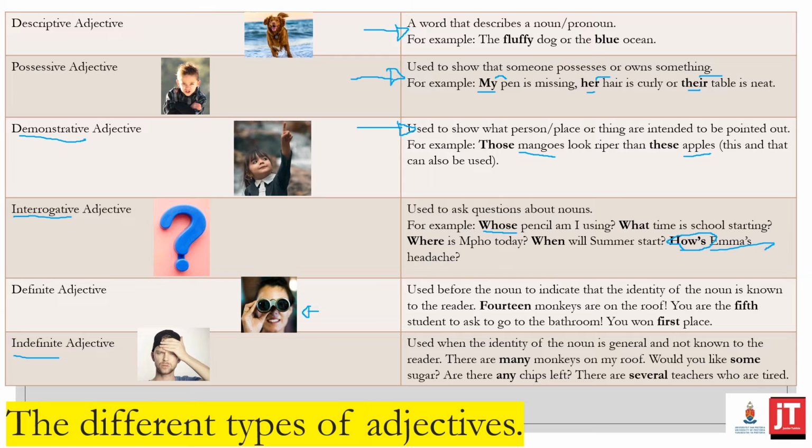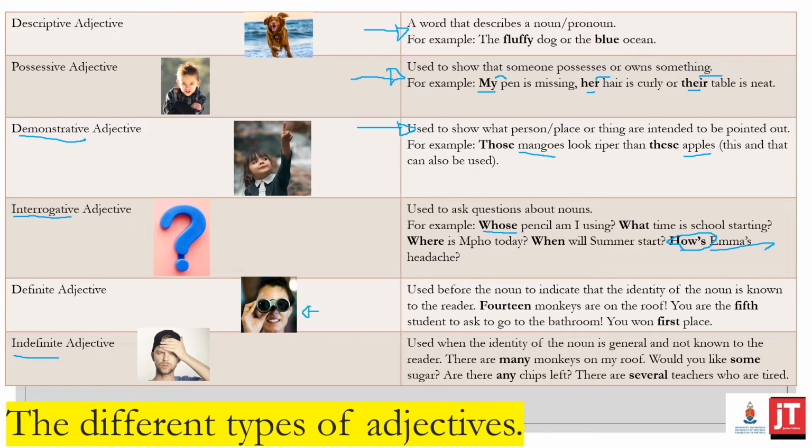14 monkeys are on the roof. This actually happened to me the other day. They were trying to get into my house. It was very scary. Okay, 14. This person has gone outside and they have counted every single monkey. They definitely know it was 14 monkeys. Definite and indefinite, it's indicating a quantity. Okay, it's indicating a number.